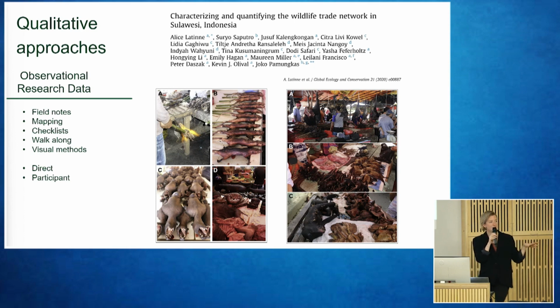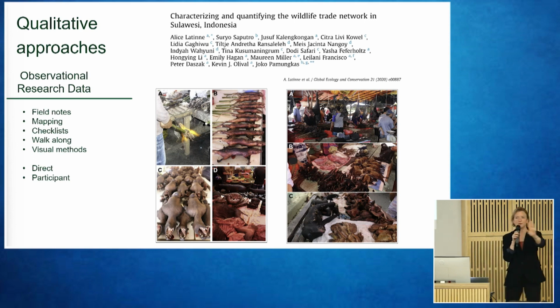All of these observational research methods can come on a spectrum between direct observation, so as a researcher you're observing, or you can do it from the point of view of a participant. So if you take a community member along and ask them to walk you through a market, for example, this becomes a way to understand a bushmeat market that you might not be able to do just as a researcher entering into the situation. A similar spectrum exists for use of photography.